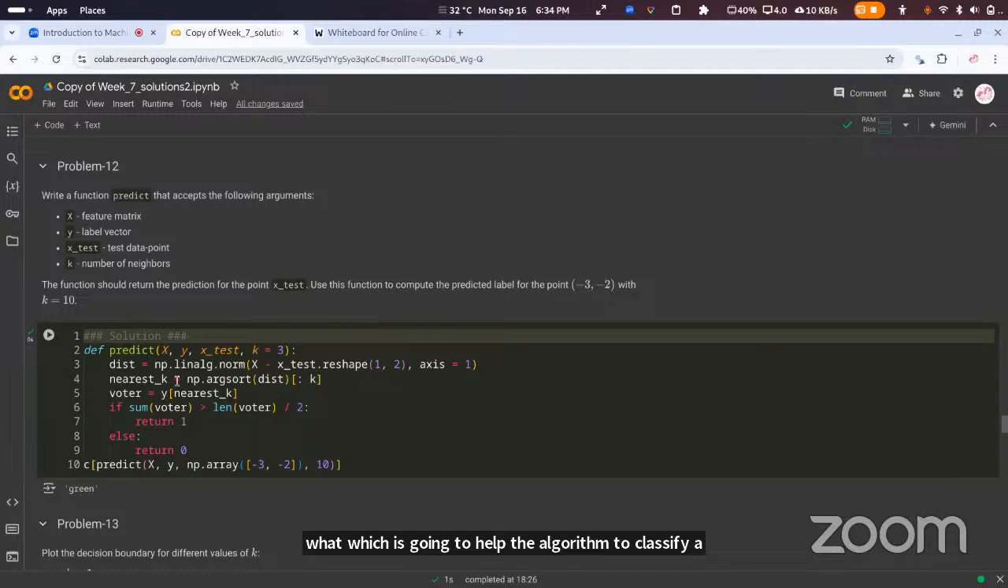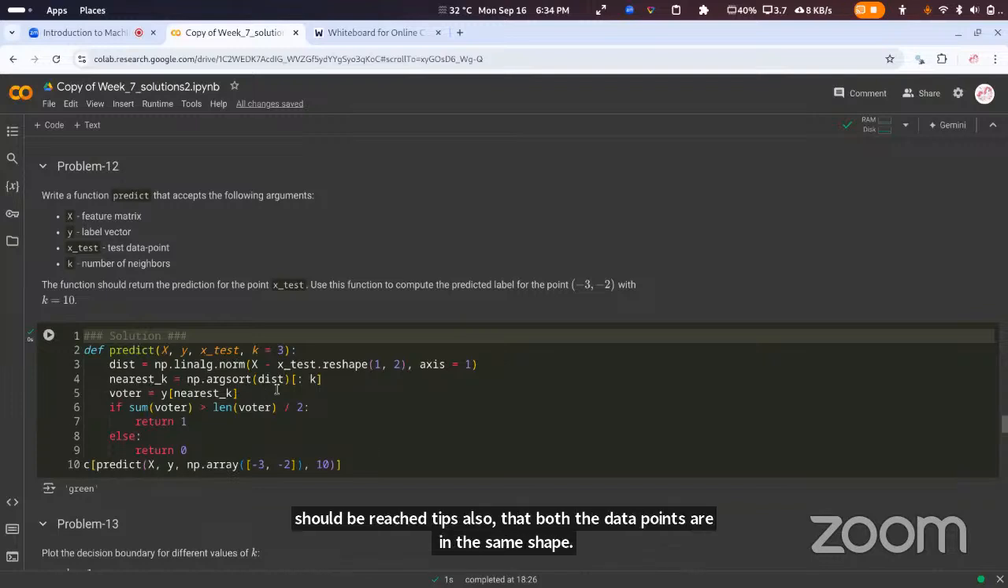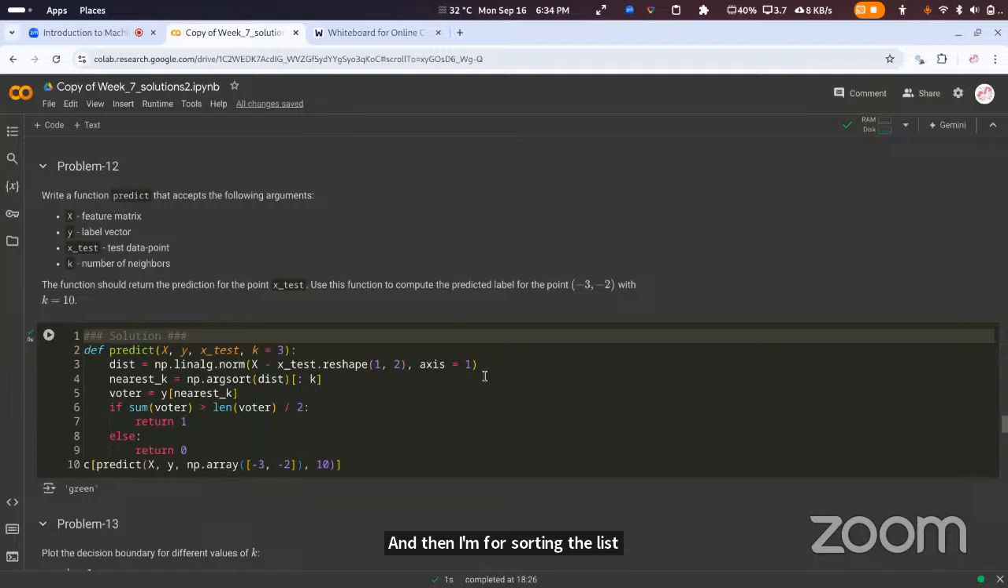So here I'm finding the distance. For distance, I'm using norm, and I'm subtracting x minus x. This should be reshaped so that both the data points are in the same shape. And then I'm sorting the list, and I'm using argsort here. What argsort does is that it doesn't give the points, but it gives the indices of the points which are going to be used for the classification. Wherever you use the word arg, we are basically getting the index out of it.